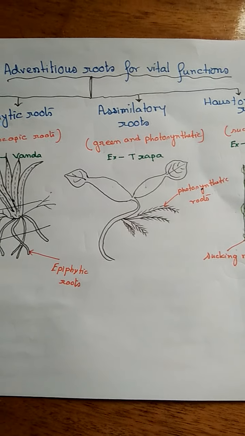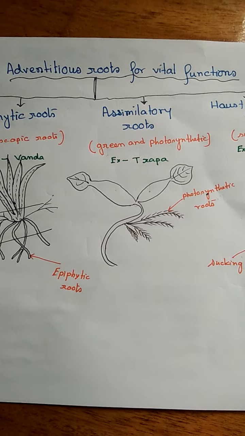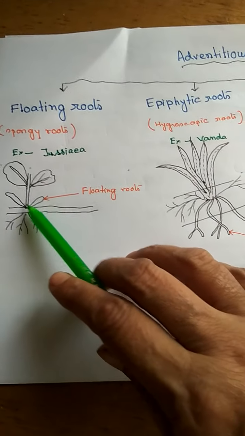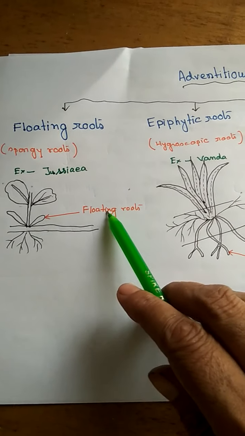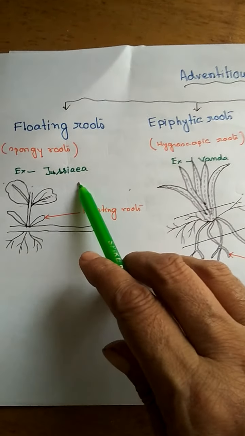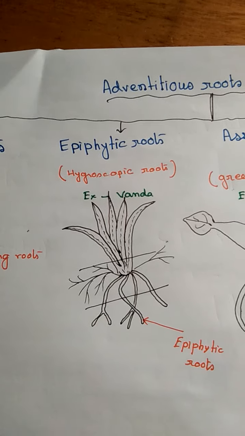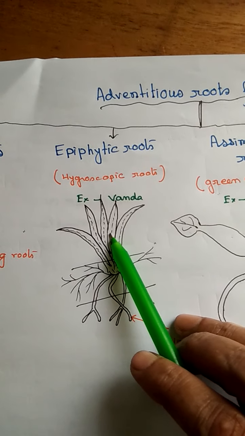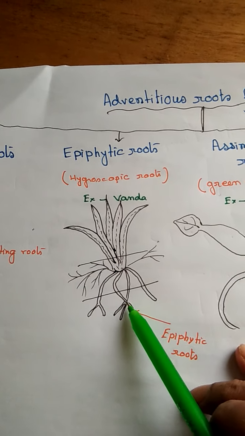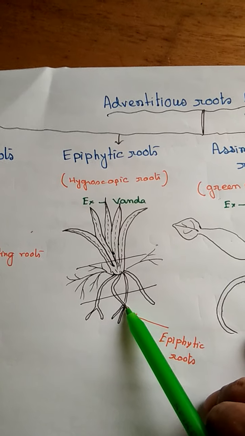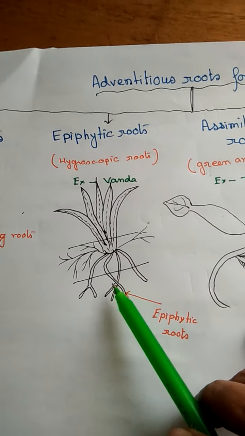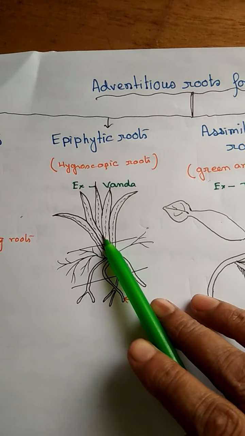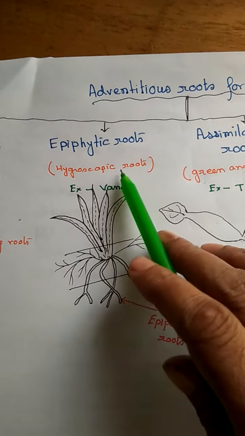Now the last type of adventitious root is for the vital function. The first one is floating root. These are some roots that help in floating. Jussiaea, spongy root. Next one is epiphytic root. In case of epiphytic root, an example is the orchid. In epiphytic root, some roots are present. This one is also root, this one is also root, but these are hanging roots. Actually, it absorbs moisture from the environment. That's why it is known as hygroscopic root or epiphytic root.